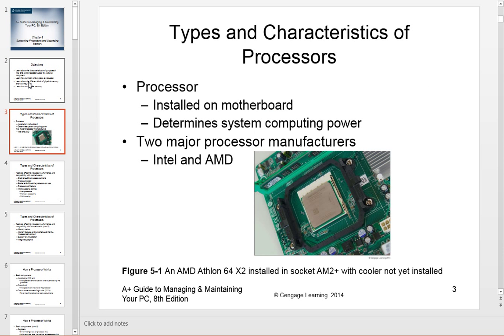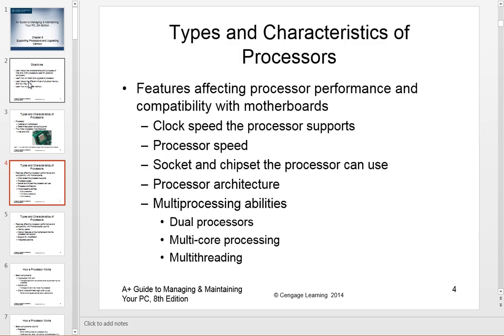We've talked a little bit about motherboards, a little bit more about processors. Today we're going to touch on two of the major processor manufacturers, which are Intel and AMD. It shows a picture here, something you can check out, one of the ways that a processor connects. Features that affect performance and compatibility with motherboards. You can read through these here.